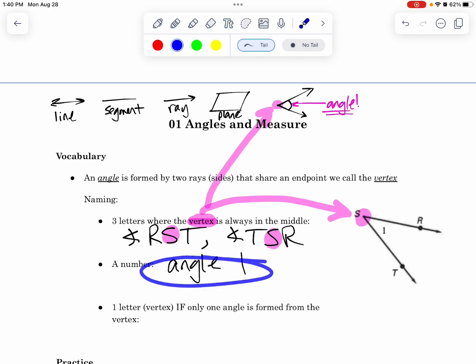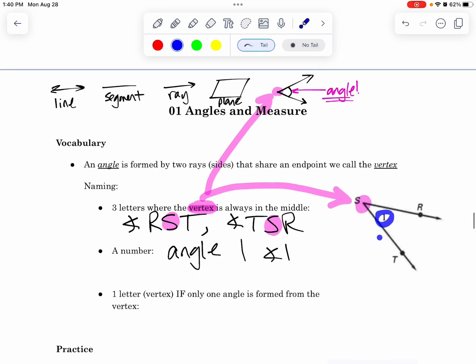You could also name it by calling it angle 1. I could also use like the symbol angle 1 because there is another way of naming it. One letter if only one angle is formed from the vertex. So there's only one angle here, right? As opposed to having like multiple angles. If there's only one angle, which there is, then we can just call it by the vertex, which would be angle S. So there's a couple different ways that I can say, hey, yo, Bobby, look at that angle. And you say, what angle? And I could either call it angle RST, or I could call it angle TSR, or I could call it angle 1, or I could call it angle S. There are many ways to name an angle.